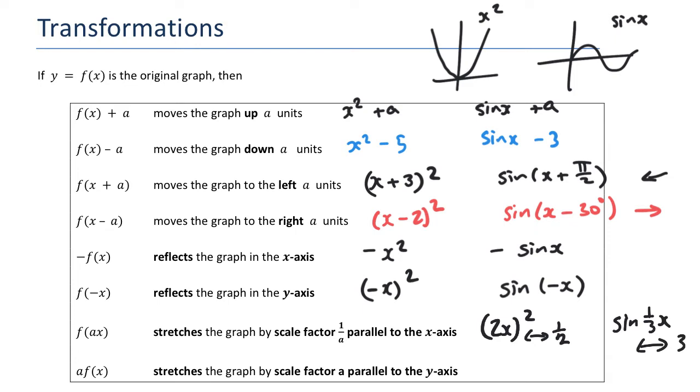And af of x will stretch it parallel to the y-axis, so it'll have a vertical stretching going on, and it just applies it by the a. So again, what we would have is it could be 2x squared, it's going to stretch it vertically by a factor of 2, or it could be the 3 sine x, which will stretch it vertically 3 times away from the x-axis.